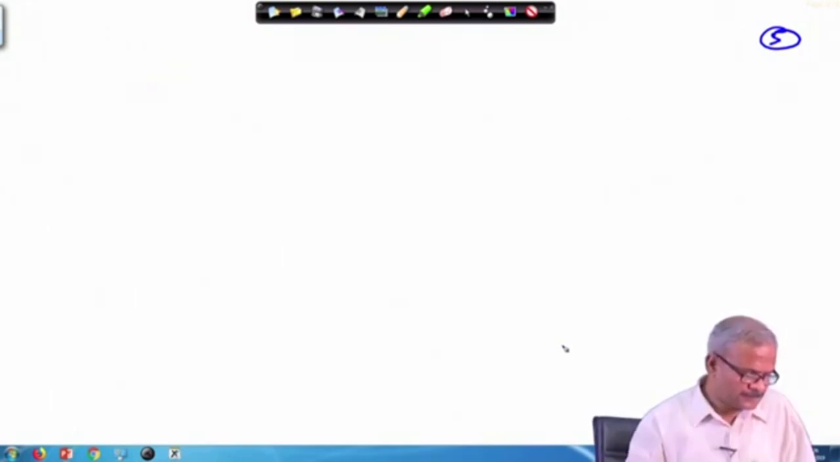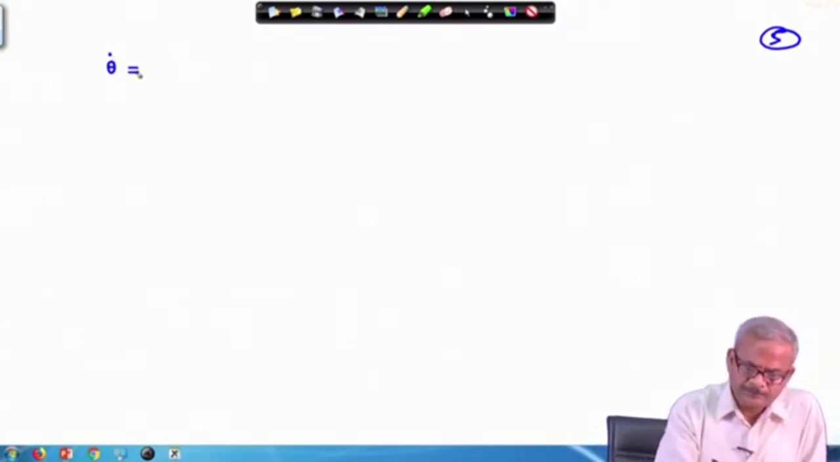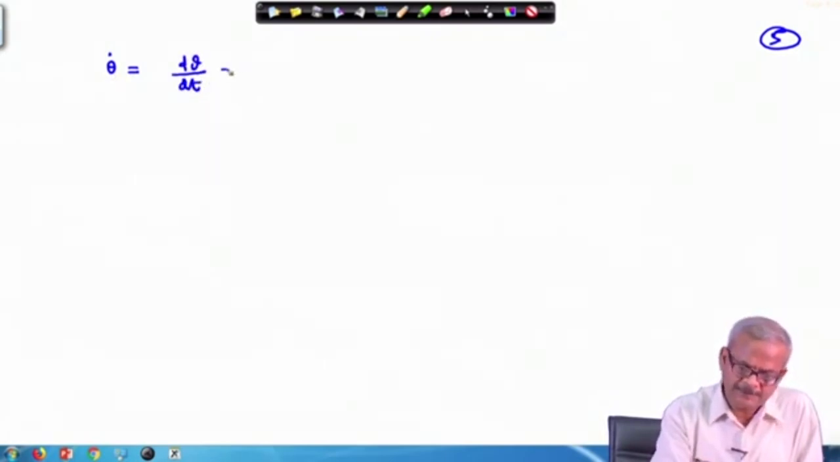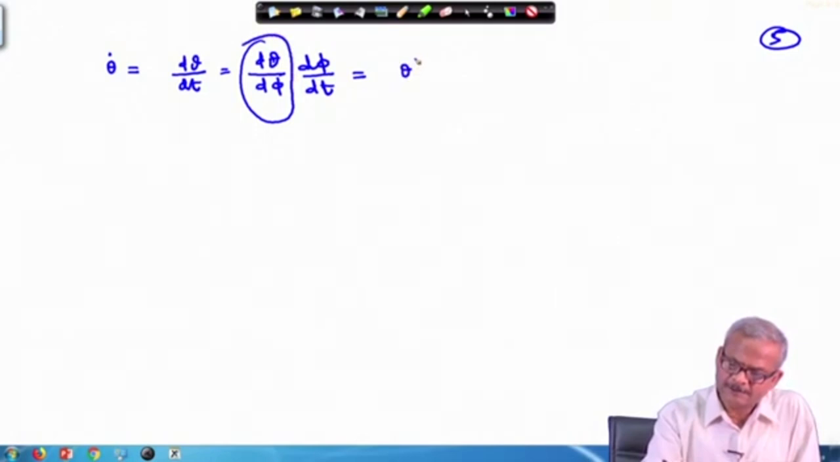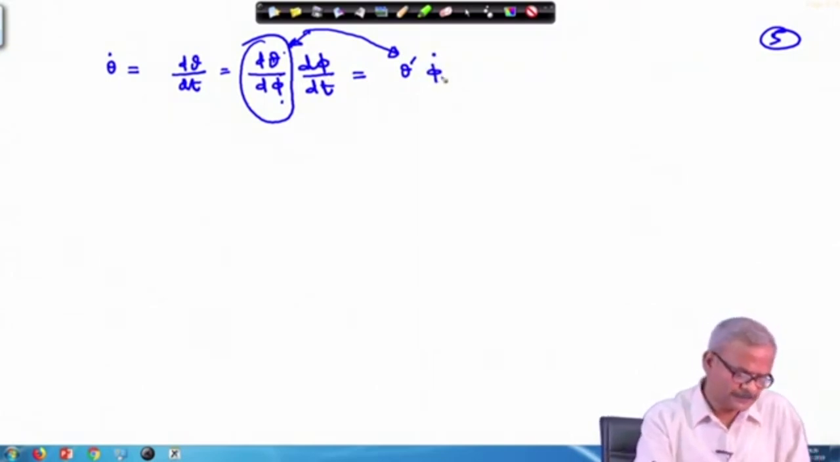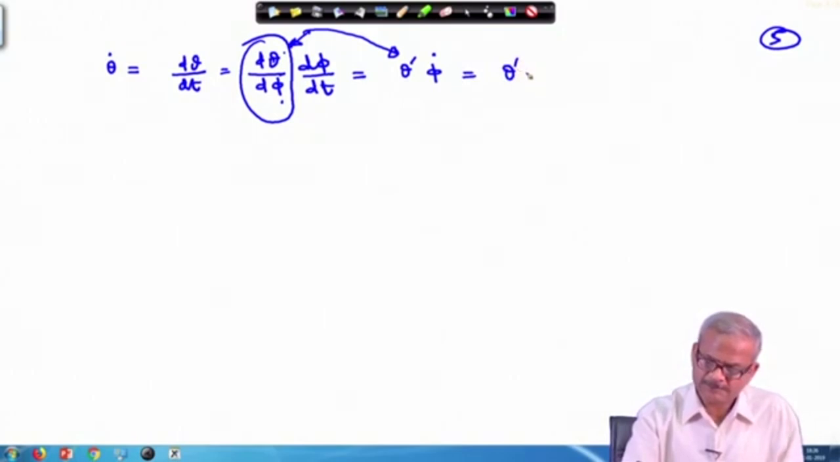Okay, now we can proceed and work out this particular part. So, everything we need to express in terms of phi. So, theta dot is nothing but d theta by dt. So, we can write this as d theta by d phi times d phi by dt, and this quantity we are going to write as theta prime, meaning it is a derivative of theta with respect to phi. So, this is the quantity we are writing here, and this part becomes phi dot. Obviously, this quantity is known to us. So, this is theta prime times h by r square.